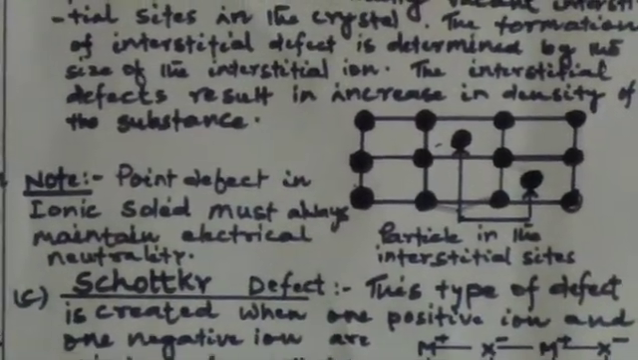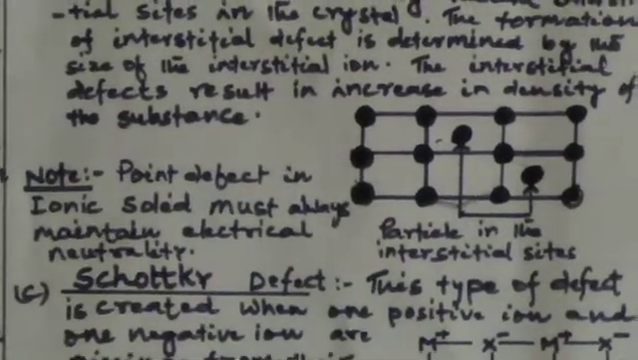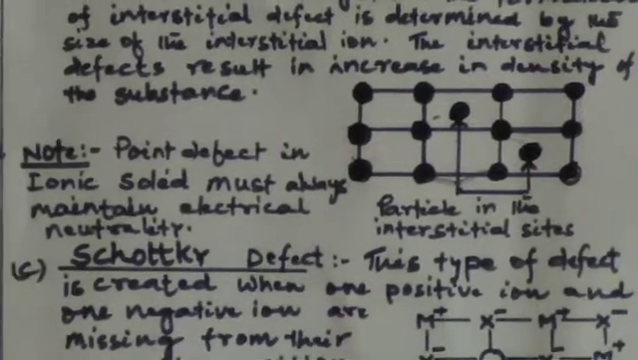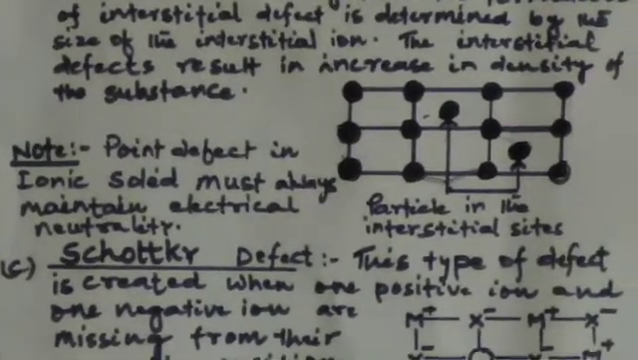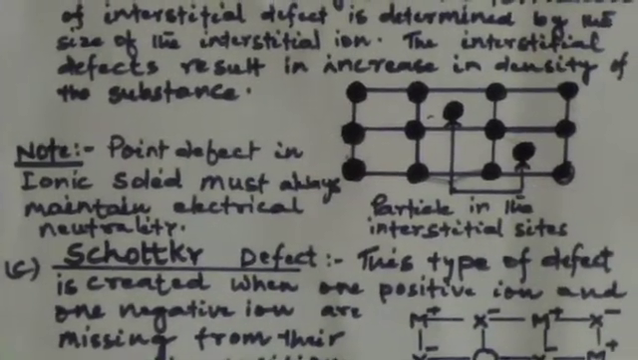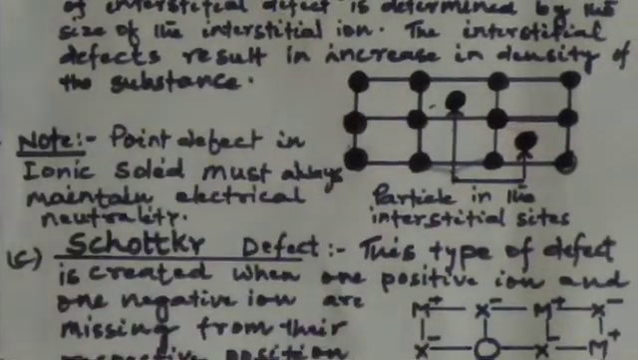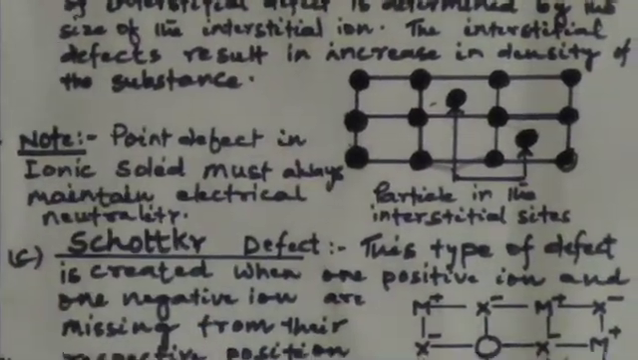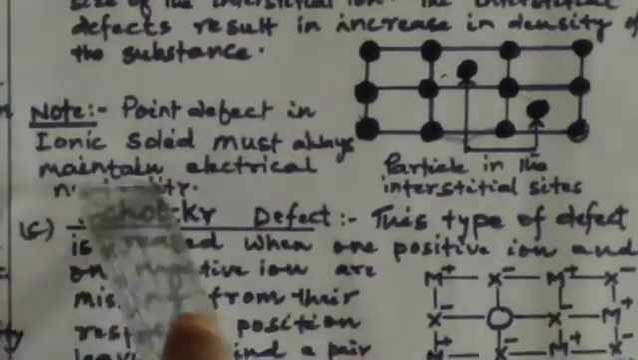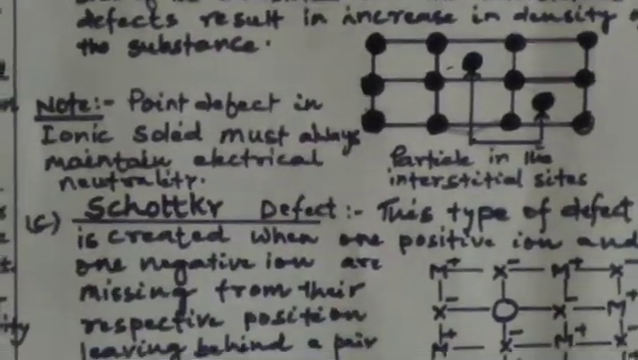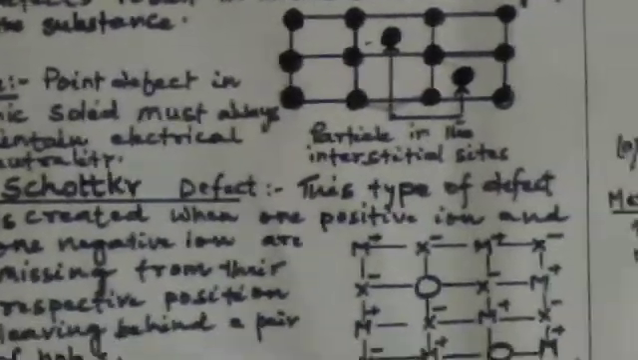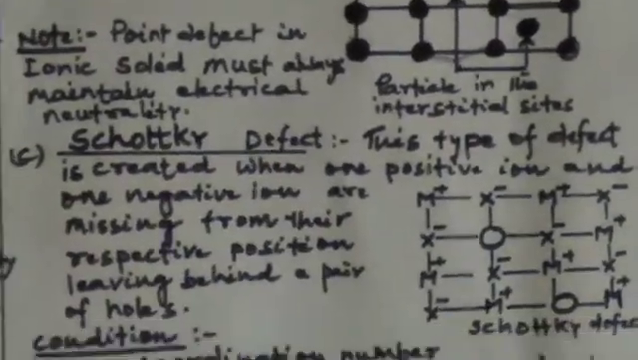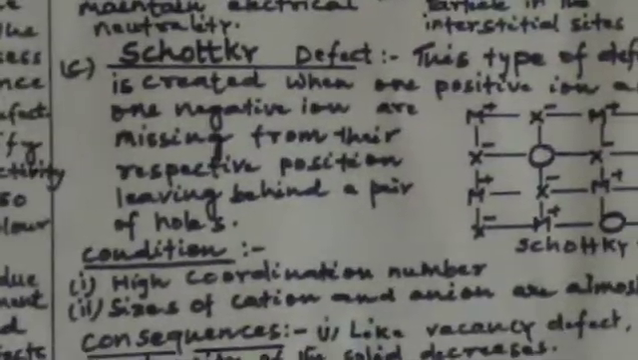Or the total number of positive charge and negative charge in the ionic solid must be the same. This is the first and foremost criterion for any ionic solid to show the point defect. Now, what are the types of point defect in ionic solid? Ionic solids generally exhibit two types of point defect. One is Schottky defect and the other is Frenkel defect.